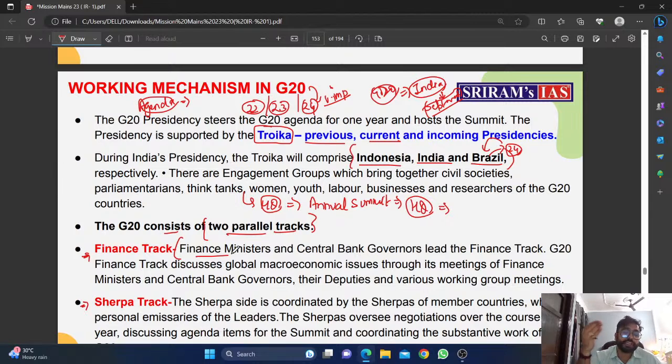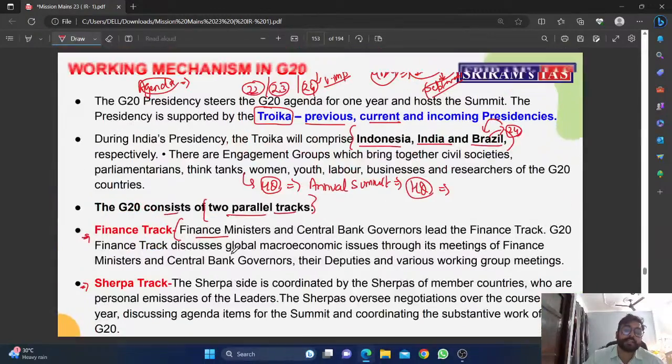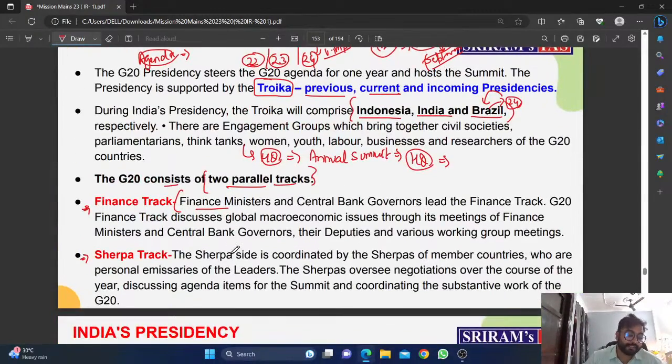And then there is the Sherpa track. A Sherpa is basically the person who assists each country, the representative of India in the G20 forum. This Sherpa will coordinate with the Sherpas of other countries to oversee the negotiations, what all these countries are discussing and negotiating, and they will come to a conclusion after discussing all these things.